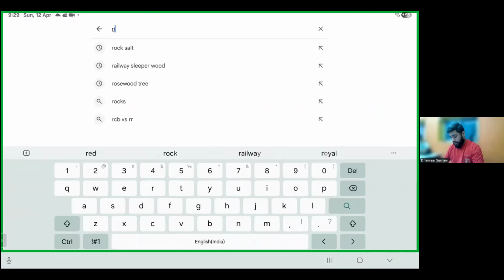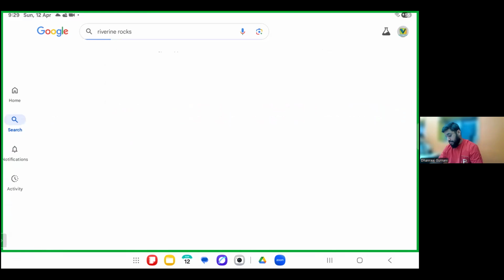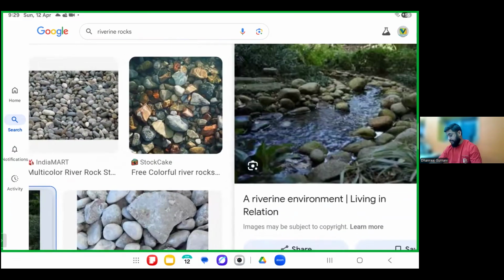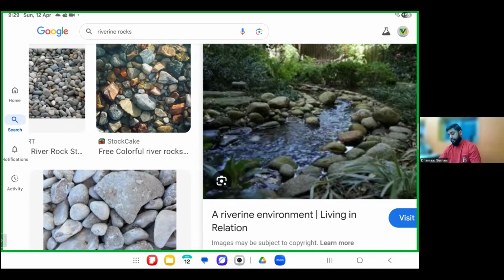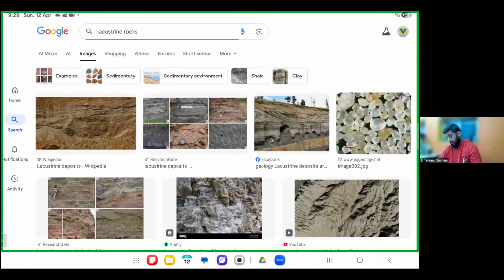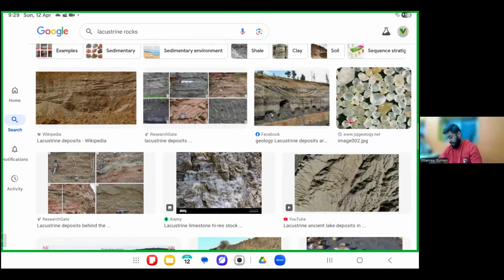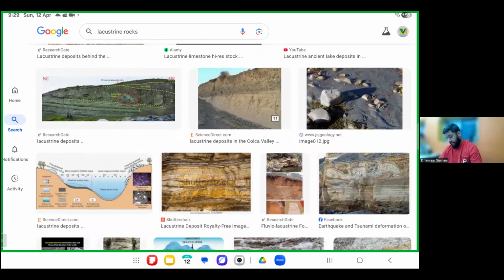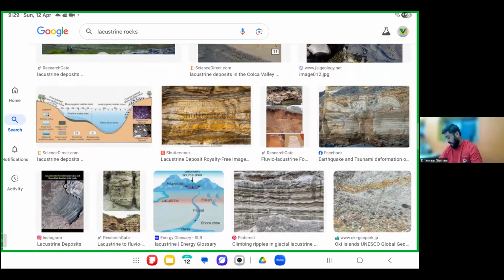He asked, I'll show you riverine rocks. These are riverine rocks formed because of rivers. And these are lacustrine rocks found at the river or lake bed. The lake may dry up, the lake may have water. Depending upon that, these are usually the river lagoons.